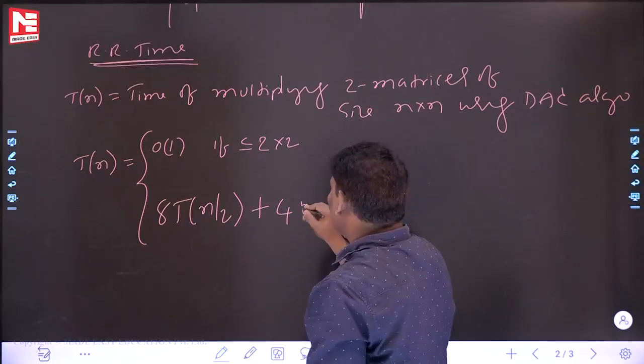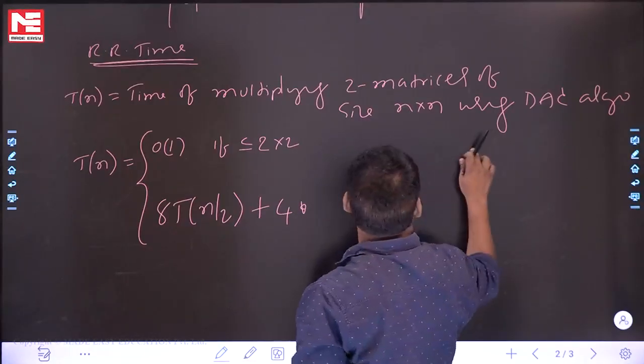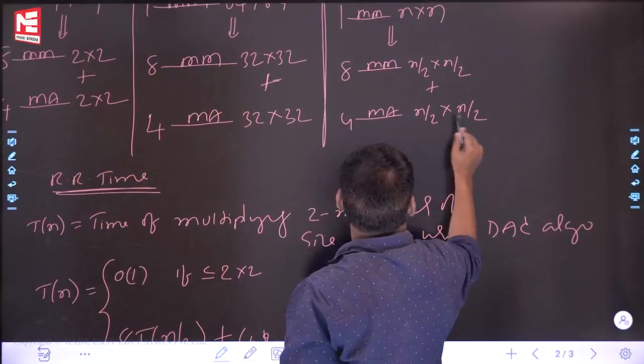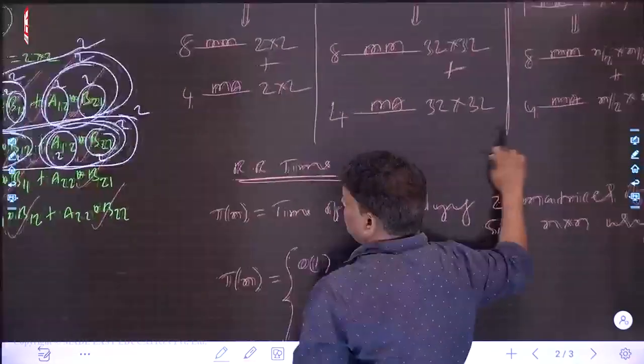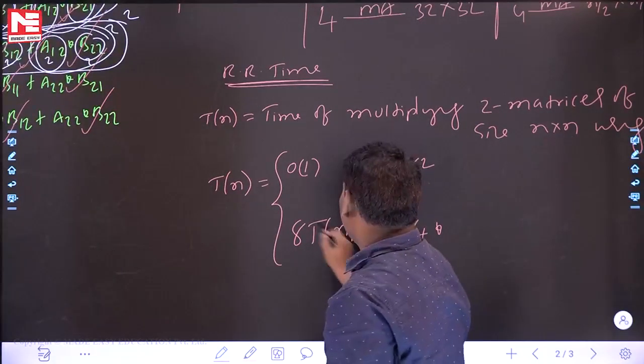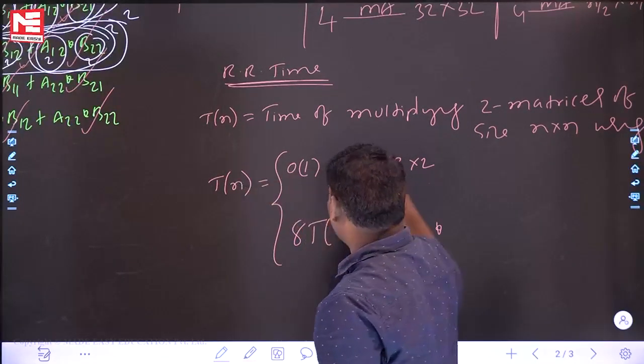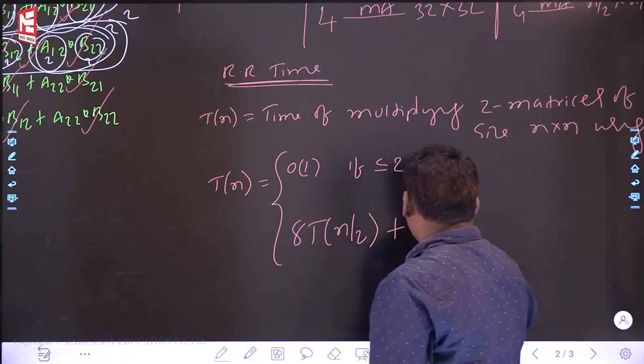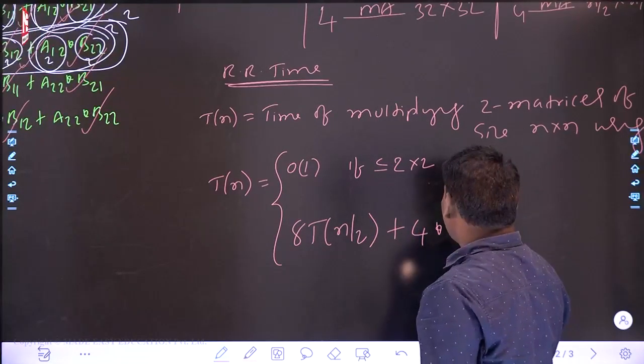It is addition. Can I say 4 additions of size how much? n by 2. 4 additions of size n by 2. Now you please give the answer. Because it is not a recursive one, please be careful. Big multiplication in terms of small multiplication is the recursion. It is an addition, no relation at all. 4 additions of size n by 2.